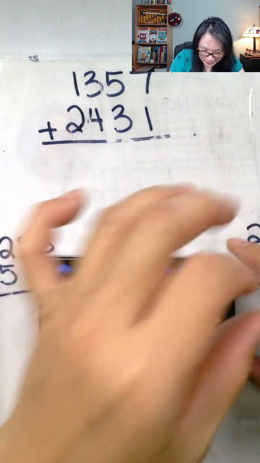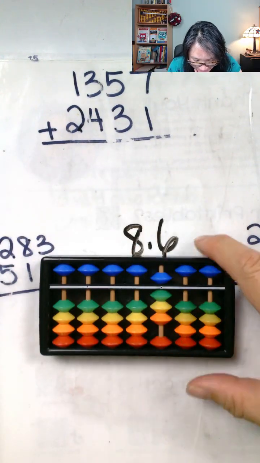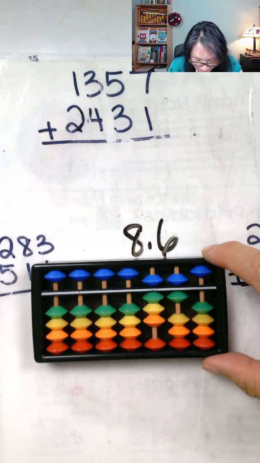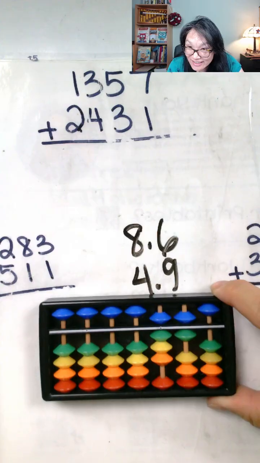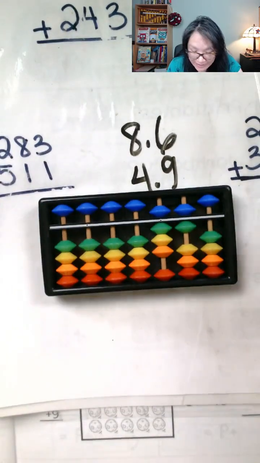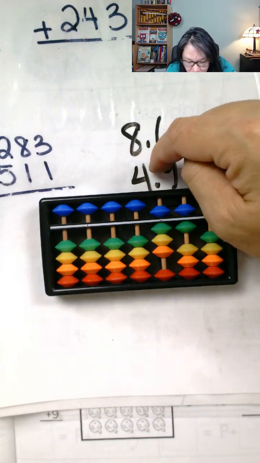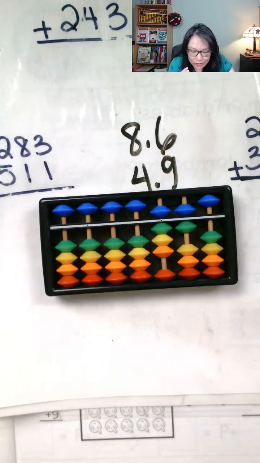All right, so what are we doing? We are doing 8.6, so 1, 2, 5, 6, 7, 8, plus the 6, right? And then we do 4. Which one do you want to do first, 4 or 9? You tell me, and then we'll do the second one. So we'll do 4 first. Adding the 4 is what? Can we add the 5? No, we cannot add the 5.